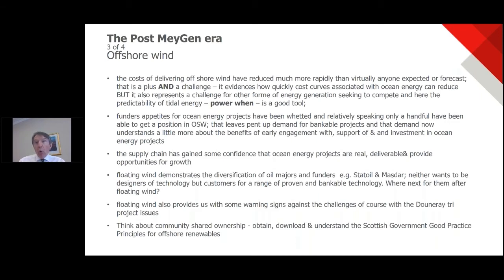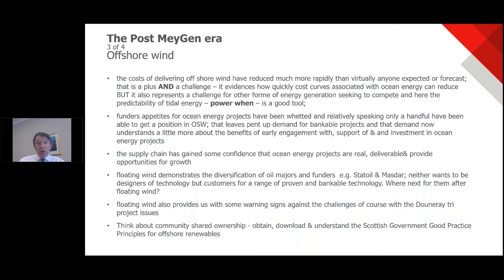For me, floating wind teaches some lessons to tidal. It shows diversification of oil majors. So Statoil sold 25% of their Hywind project to Masdar. That shows that the oil majors are ready to diversify. Total, of course, have publicly announced that they need approximately 20% of their energy generation from renewables by around 2020. So there are some majors who are looking for other forms of generation, and they will include ocean energy. Now, the extent to which they include tidal energy is debatable, but you can begin at least conversations with them.